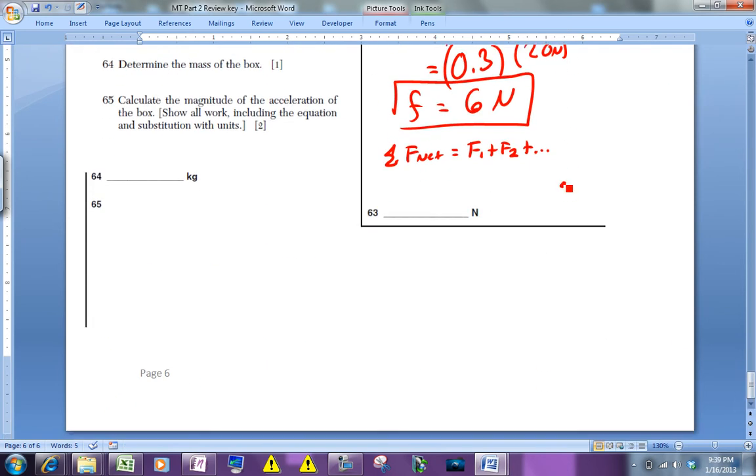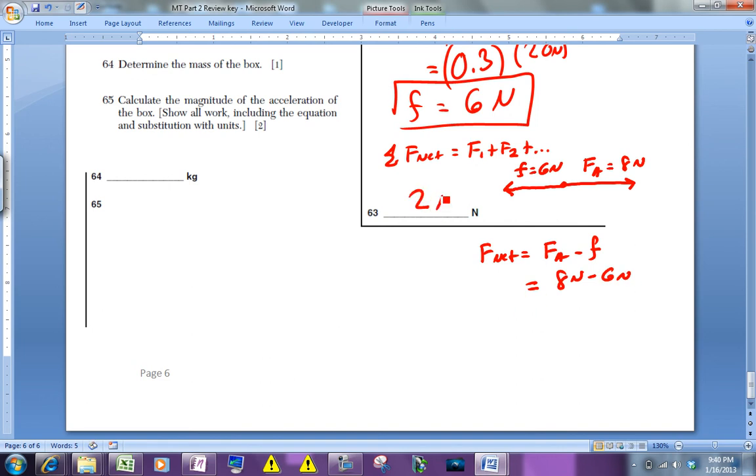So if this is a free body diagram for the box, you have an applied force, which you're told is 8 newtons, and you have a friction force, which must oppose that motion, which we just figured out is 6 newtons. So the F net here is going to be the applied force minus the friction force. It's going to be 8 newtons minus 6 newtons. That net force is going to be 2 newtons.